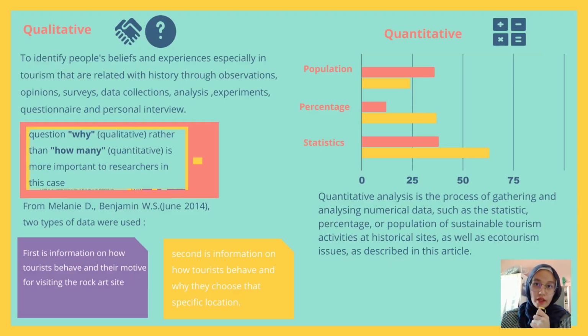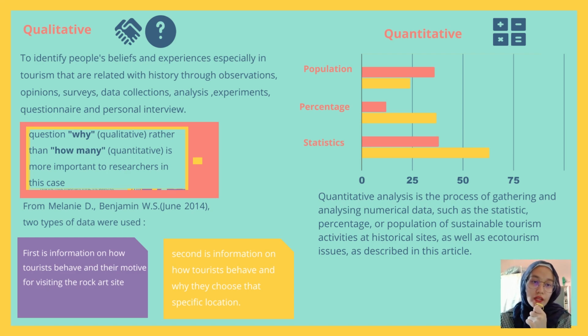So to the next point, which is the major research trend for the data collection. The major research methods that are used in research study on sustainable tourism are qualitative methods, because to identify people's belief and also the experiences, especially in tourism that are related with the history. For example, the answers to the question why, which is the qualitative method, rather than how many, which is the quantitative method, it's more important to researchers in this case.